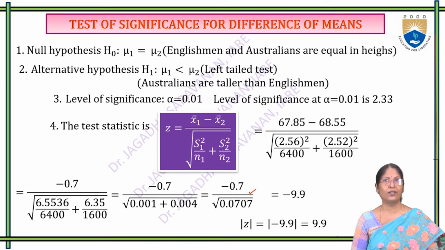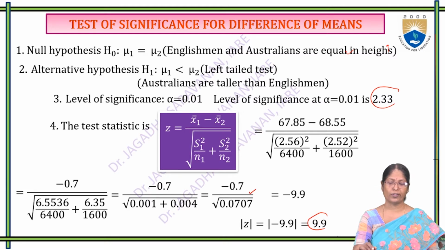Here itself we can easily declare the result: the claim that Englishmen and Austrians are equal in height is rejected. Why is it rejected? Because our tabulated value is 2.33, whereas our calculated value is 9.9. The tabulated value should be more to accept the null hypothesis. But unfortunately, in this problem our tabulated value 2.33 is less than our calculated value 9.9. So the null hypothesis we are not in a position to accept.